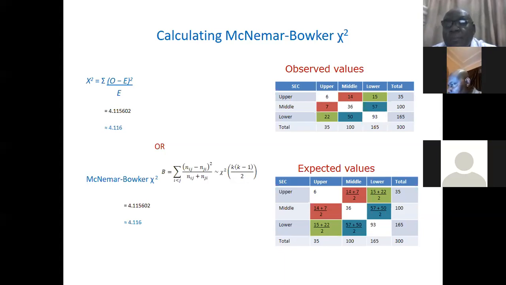This first one here, 6, be upper. Those people that were upper before COVID are still upper after. These 36 are the ones that were middle and are still remaining middle. Then these 93 are lower and still remain lower. All the other ones off the diagonal are the ones that changed one way or the other.